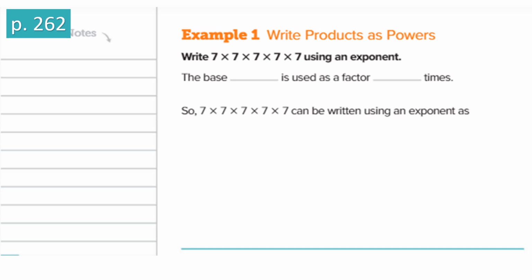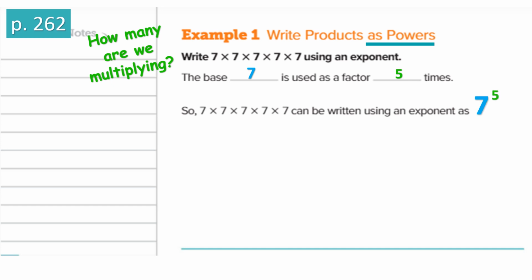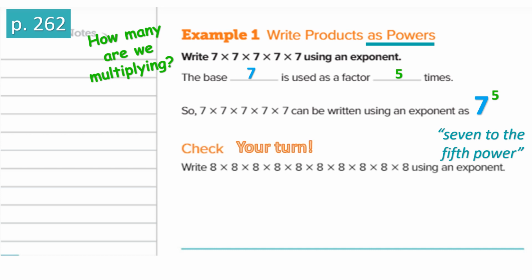So what is the base? Well, the base in this case is a 7. And how many times is it used? Well, 1, 2, 3, 4, 5 times, right? So if it's going to be 7 and it's going to be multiplied by itself 5 times, and I want to write that as an expression using an exponent, it just becomes 7 to the fifth power. That's the answer, because it's not asking you to solve it. All right, so you try the first one for the check and see how you do. Come back and check with me.